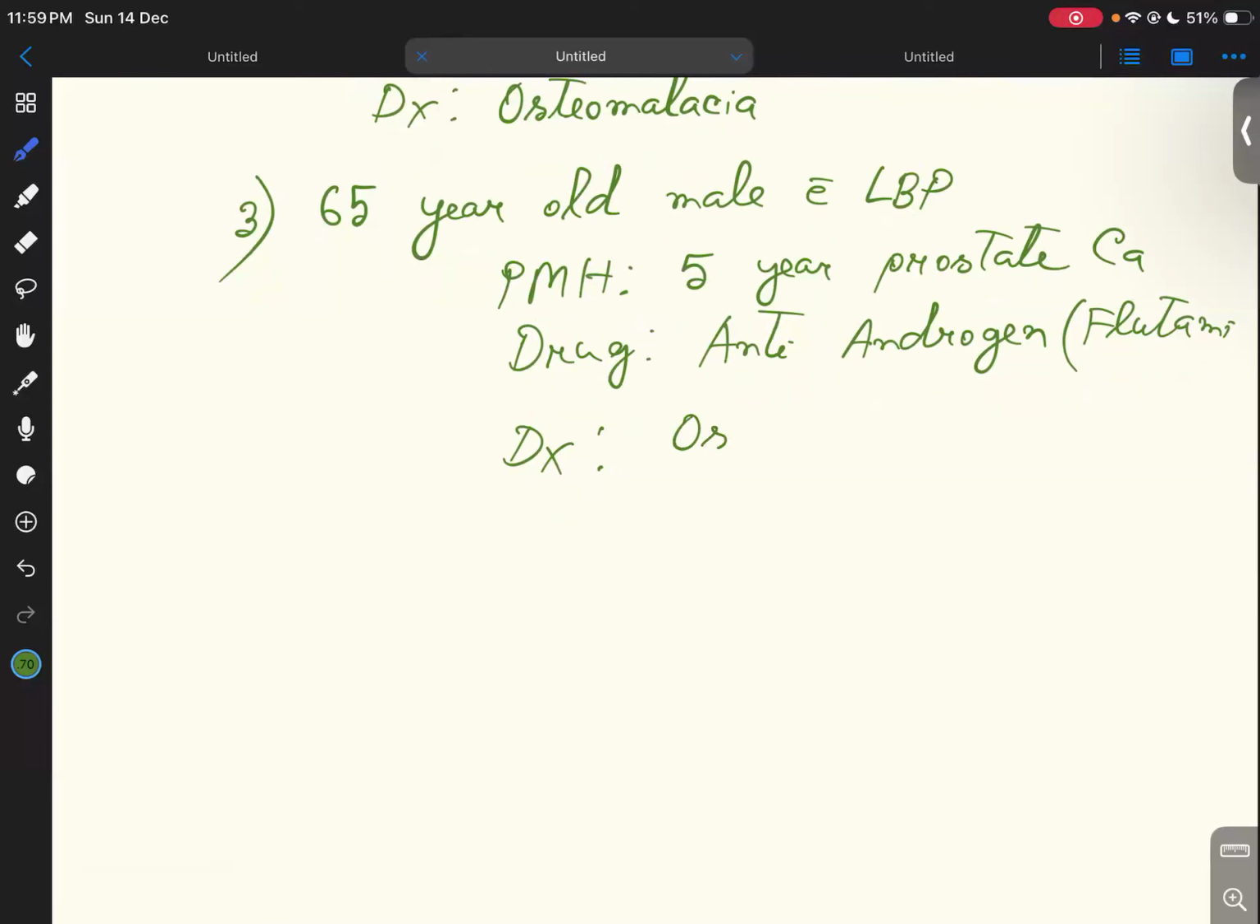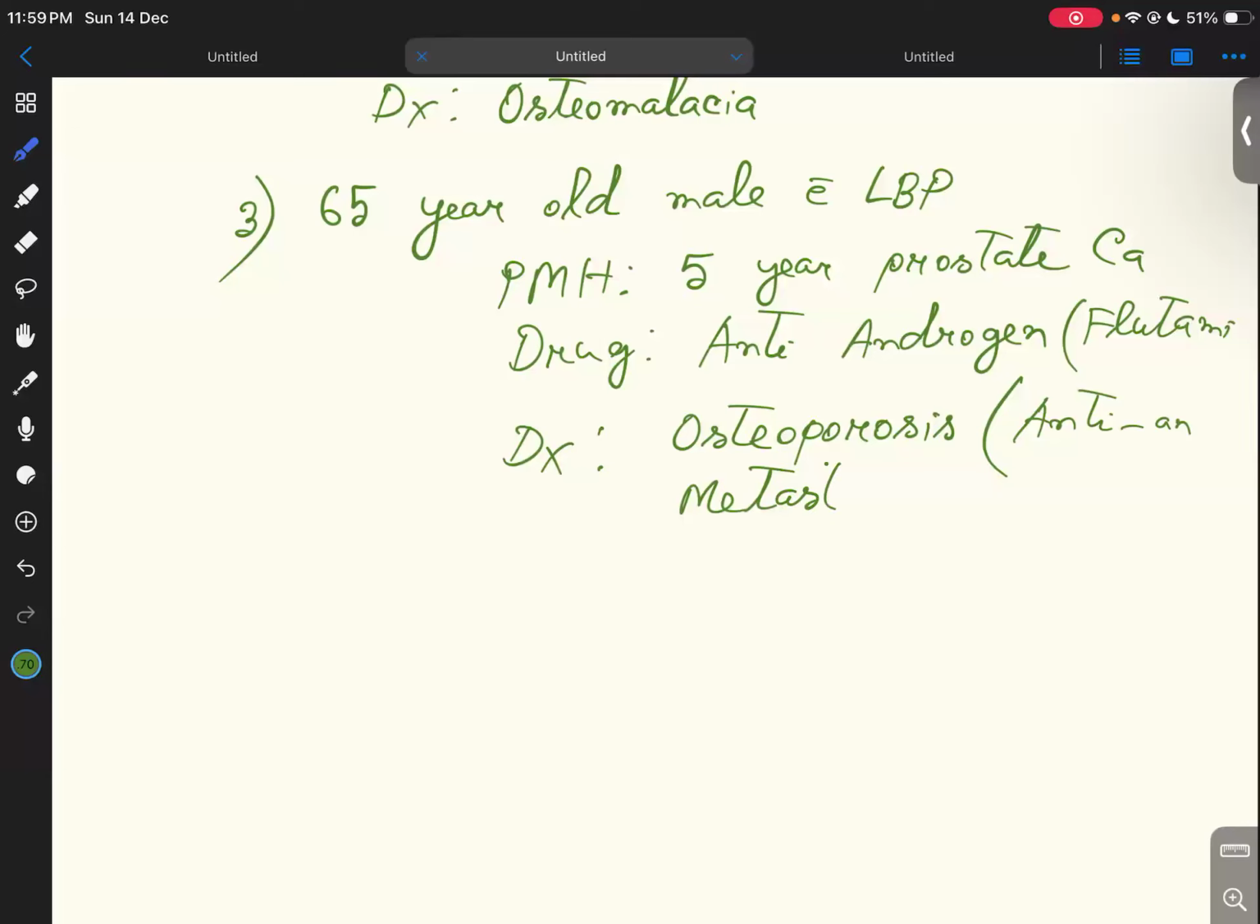Another can be metastatic multiple myeloma. Yes, or any, doctor. Not multiple myeloma, doctor. Recurrence of any bone, yes, doctor. Recurrence of metastasis, that was the diagnosis there. One was osteoporosis due to anti-androgen. Another was metastasis.